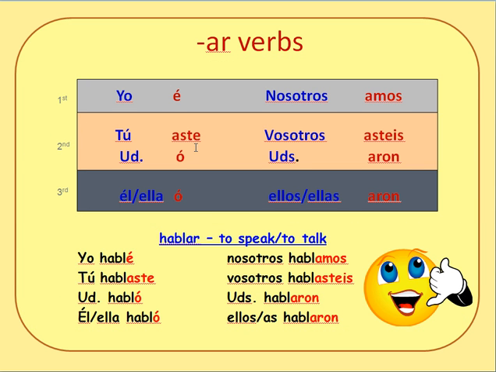Okay, the tú form, if you're going to ask, did you talk to your teacher? Okay, you would say, tú hablaste, hablaste. And then usted or ella or él would be habló. And remember, there's an accent there, so you're going to add a stress on that syllable. It's not hablo, it's habló. Okay, so it's a little bit different. We've got amos, which is actually the same as in the present tense. So it'd be hablamos, would be we talked on the phone. Hablasteis and hablaron. Okay, so those are the endings for AR verbs that you have to memorize.